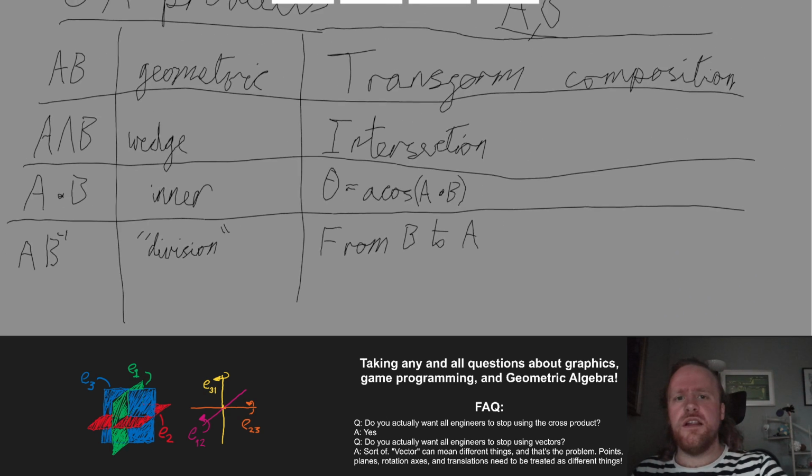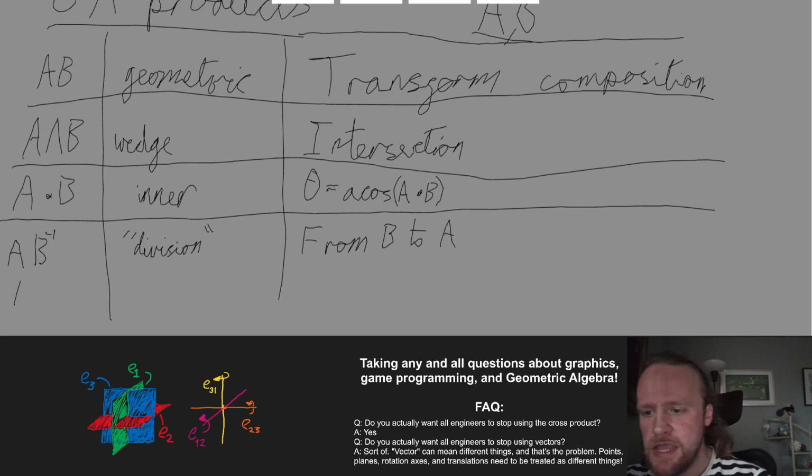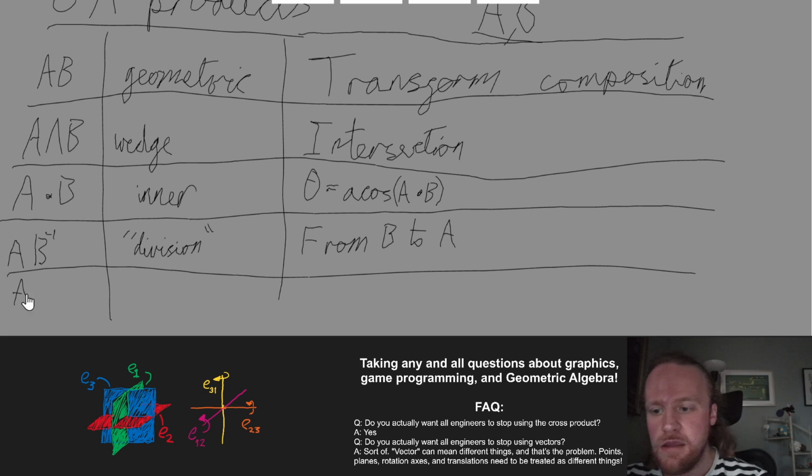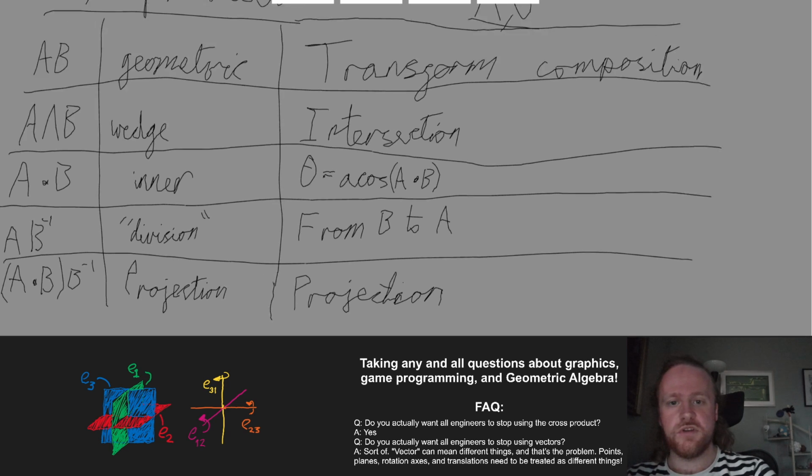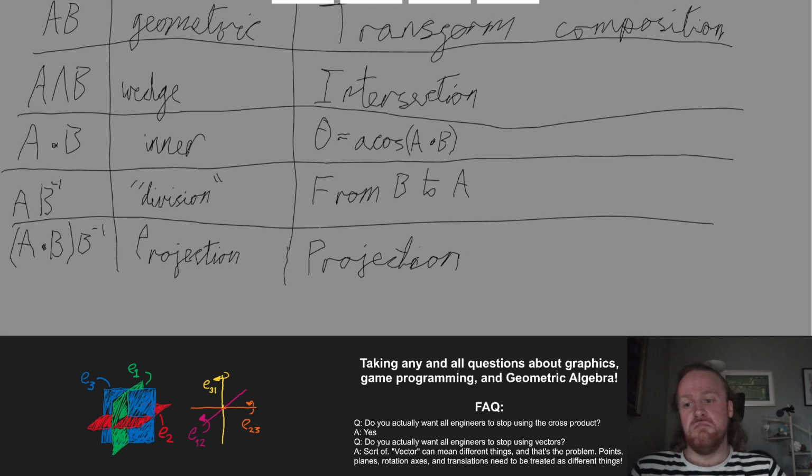I'll also have the A dot B times B inverse projection. Well, is that the name for it? It is the projection formula, and it does projection. So if A is a point and B is a plane, then that'll project your point onto your plane. And if A is a line and B is a plane, then it'll project the line onto the plane. It's great. All right.